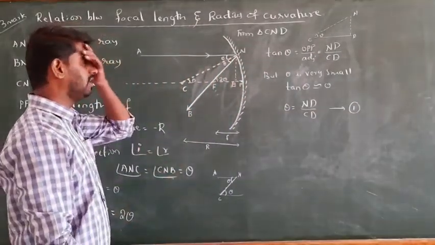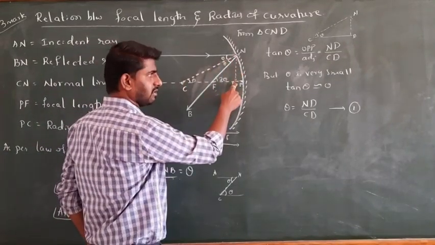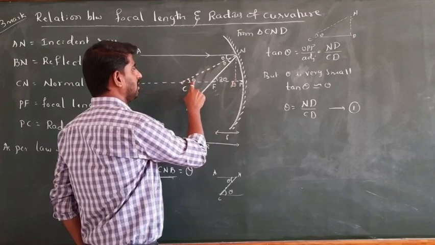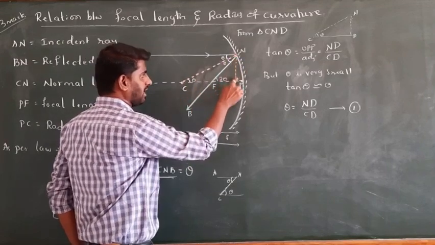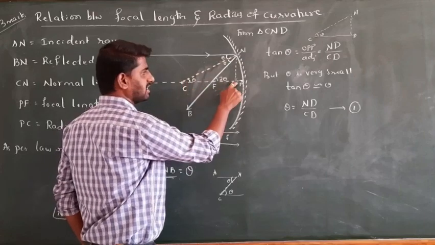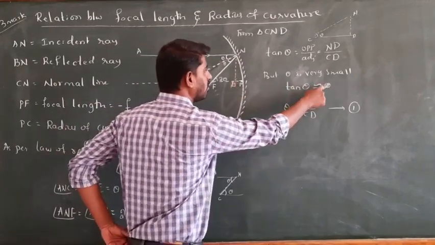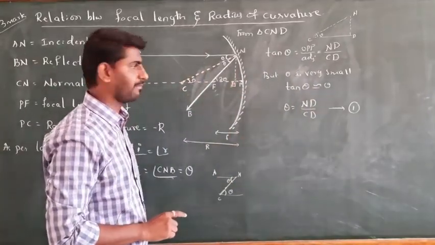Right? What we did here? We have taken the triangle CND. In that, tan theta is equal to ND divided by CD, opposite side divided by adjacent side. And theta was very small, so I have taken only theta instead of tan theta.